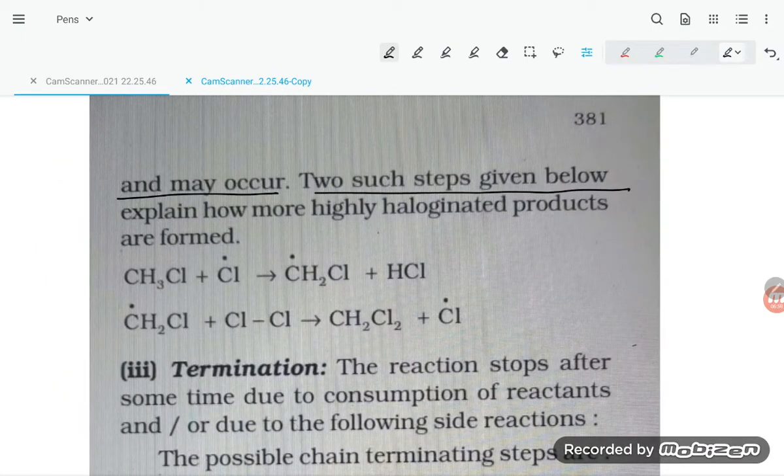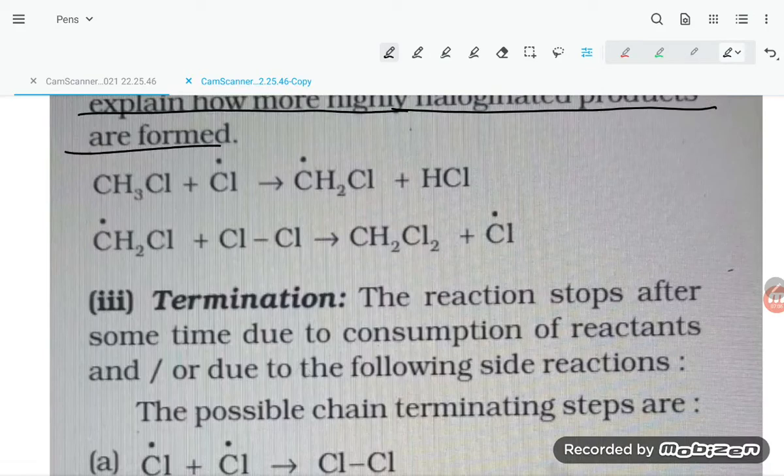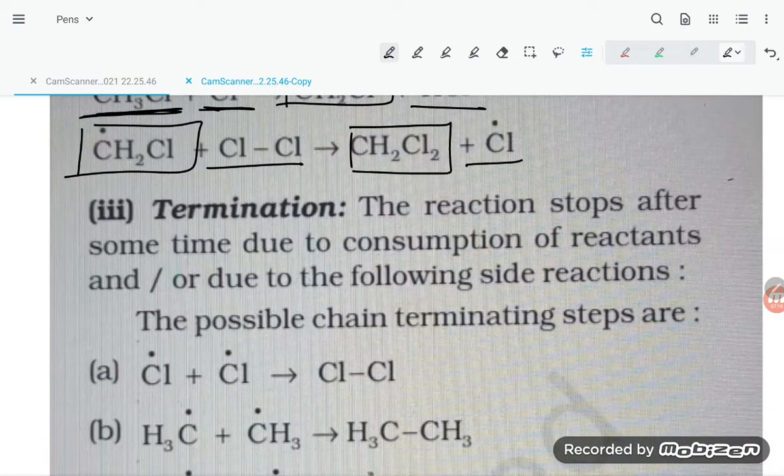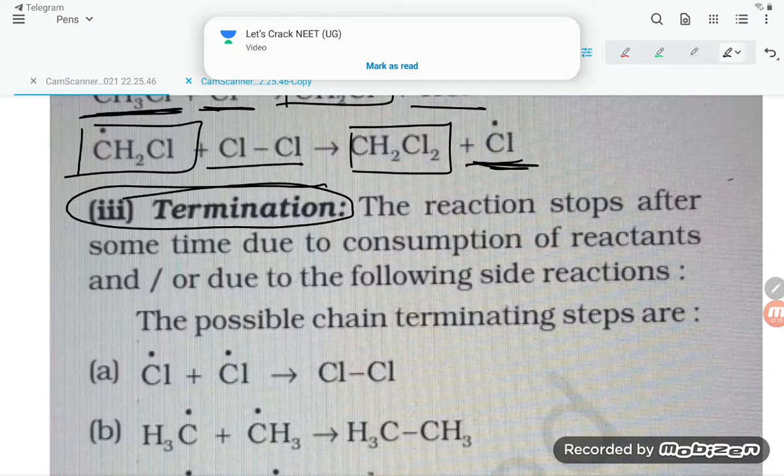Two such steps given below explain how more highly halogenated products are formed. CH3Cl reacts with the chlorine free radical to give the CH2Cl free radical and HCl. This CH2Cl free radical will react with chlorine to give CH2Cl2 plus a Cl free radical. These free radicals are continuously forming in step number 2. Now we are talking about the termination.